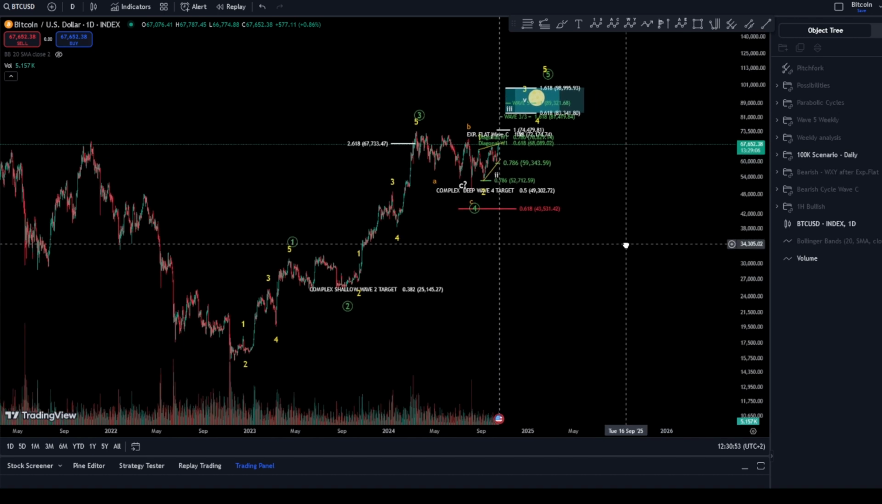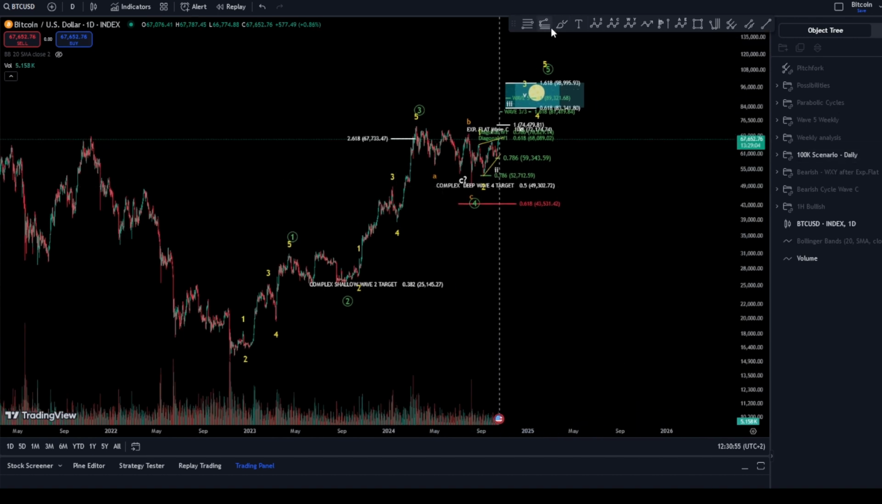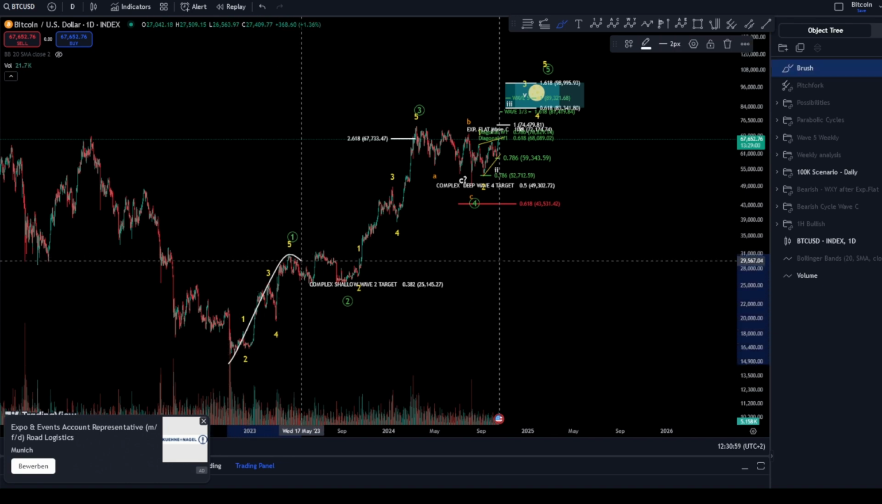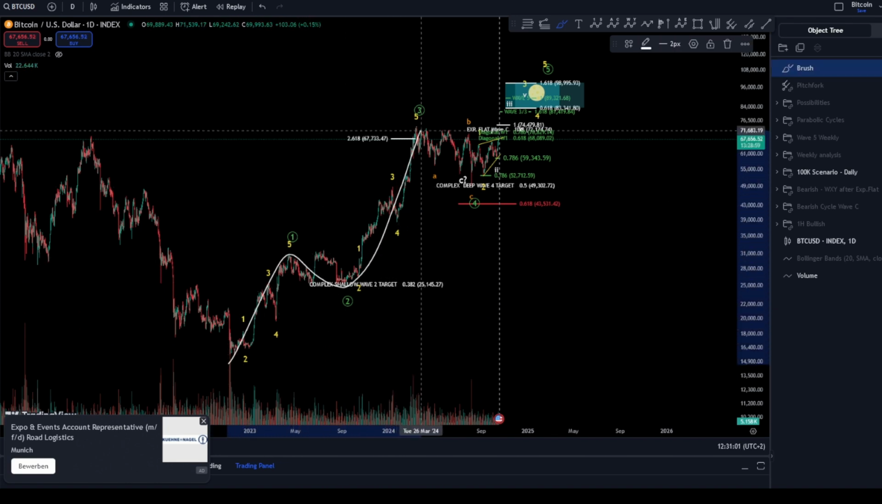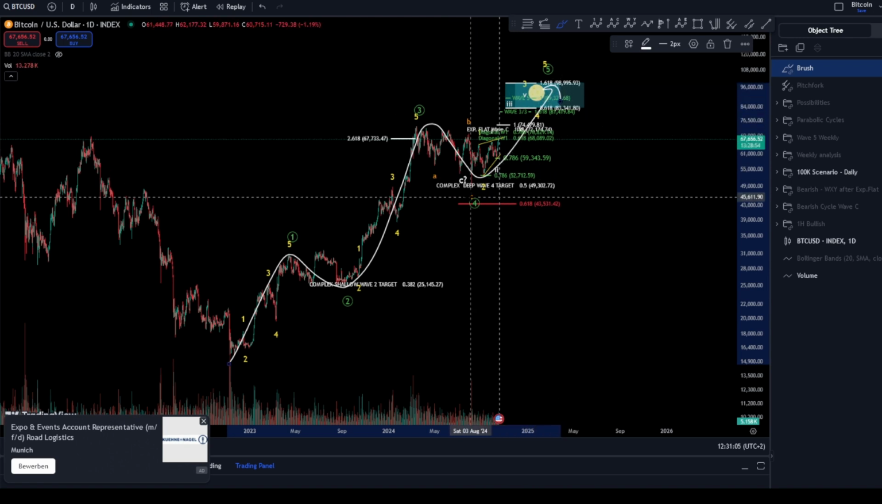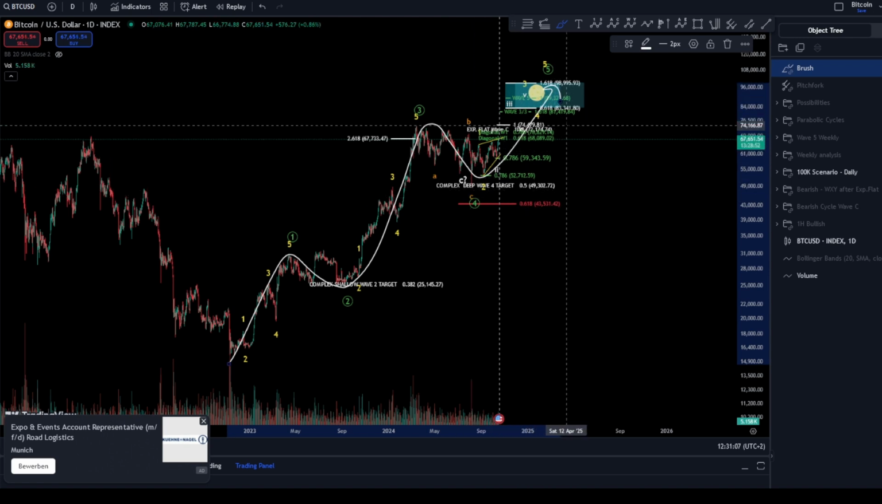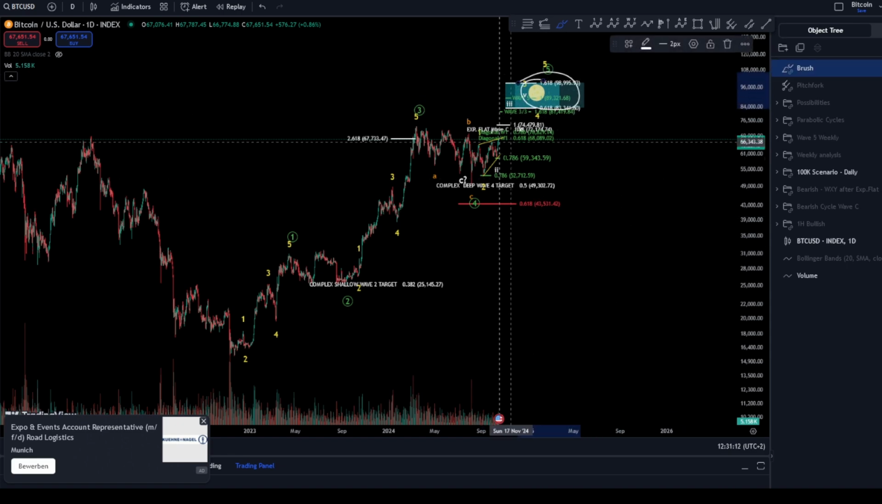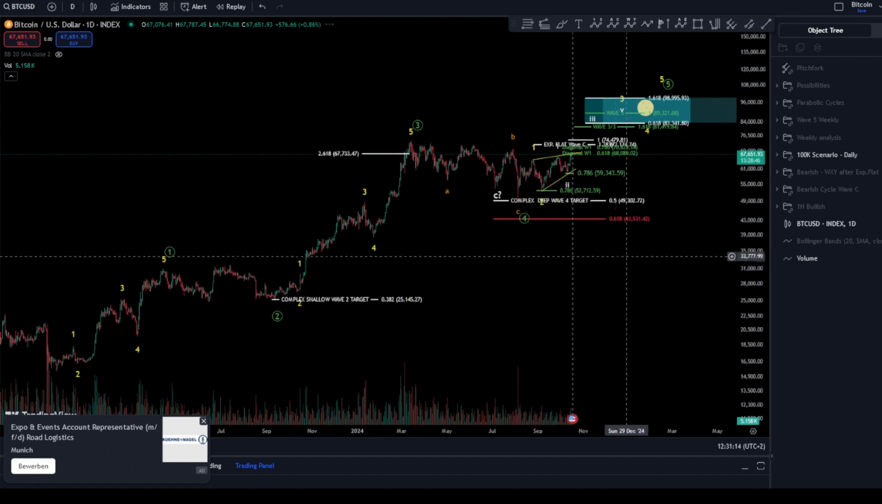So starting with Bitcoin on the daily chart, we have here, of course, the same impulse that we have been talking about for a month: 1, 2, 3, 4, and we are still looking for a wave 5 towards the upside, around the 100k, the moon scenario that we talked about for months.